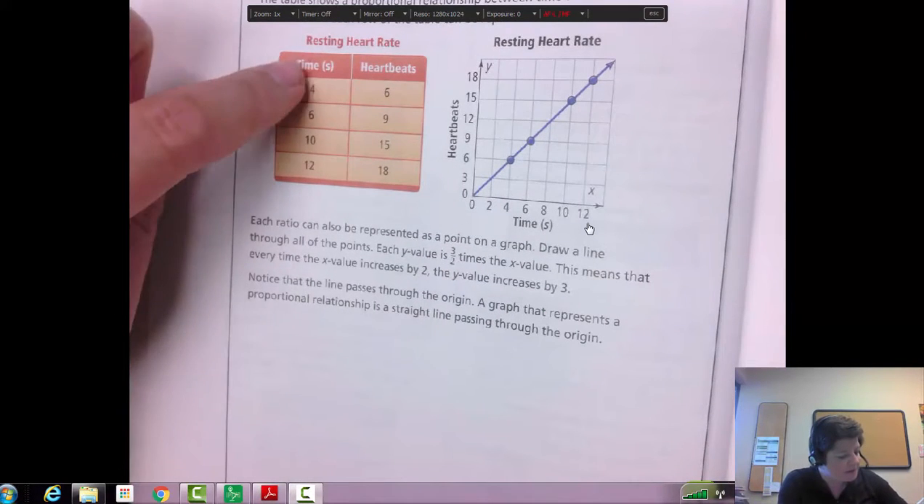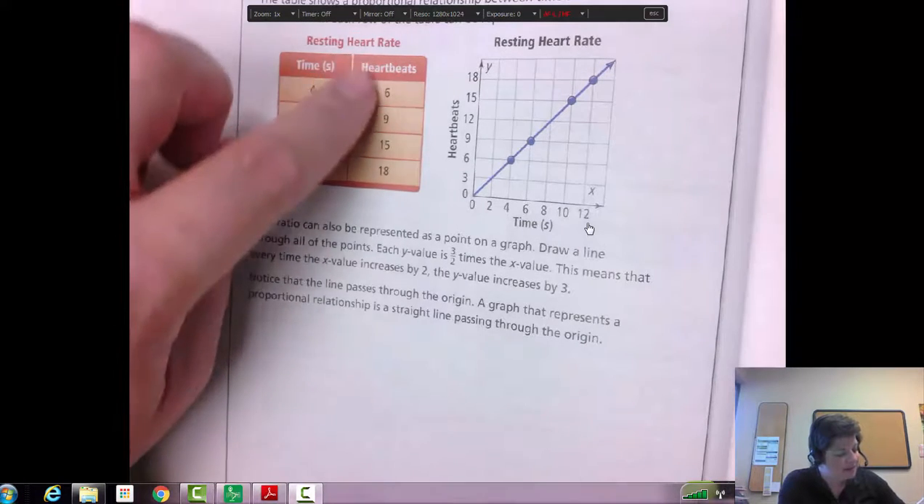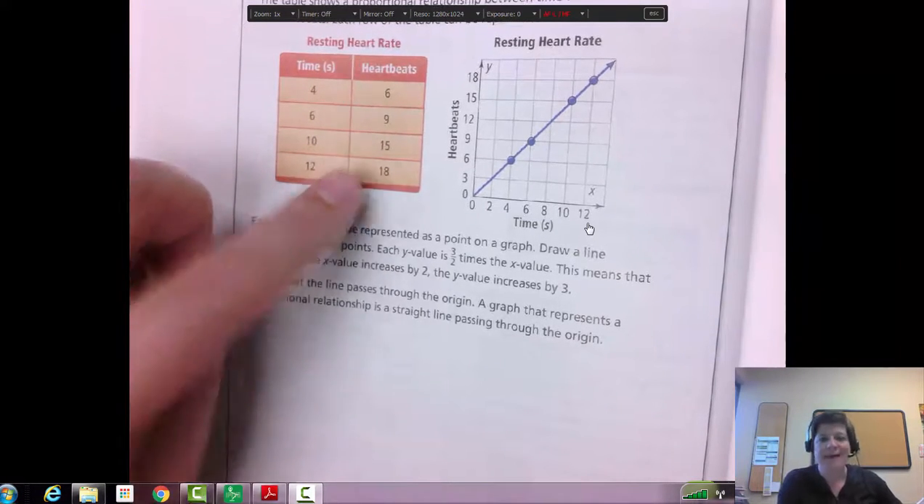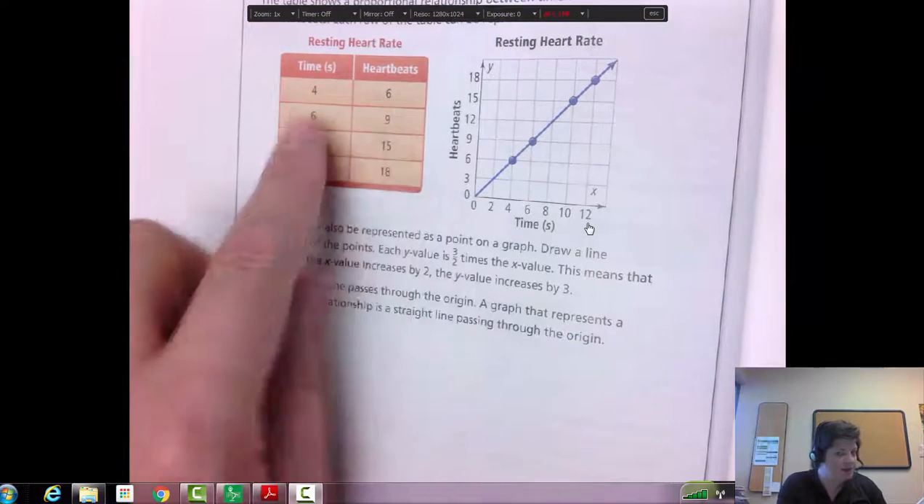What this means is every time the x value increases by 2, the y value increases by 3. Look, did these go up by 2 each time? Yep. Do these go up by 3 each time? Yep. That's where we get that relationship, 2 to 3, okay, or 3 to 2, either way.